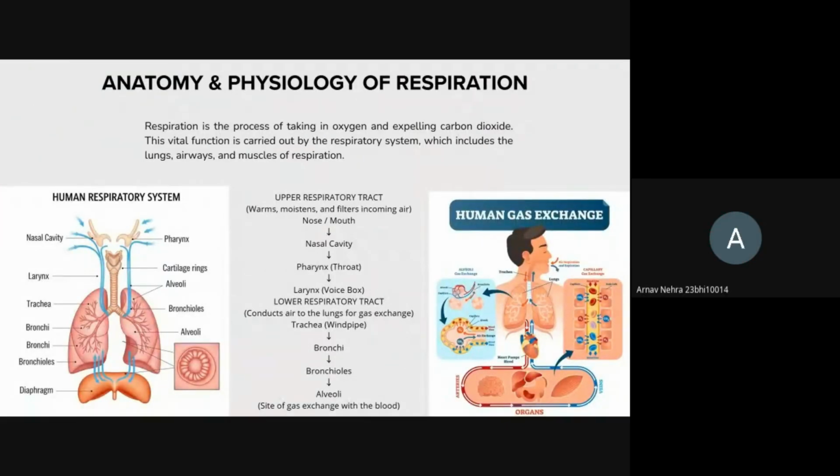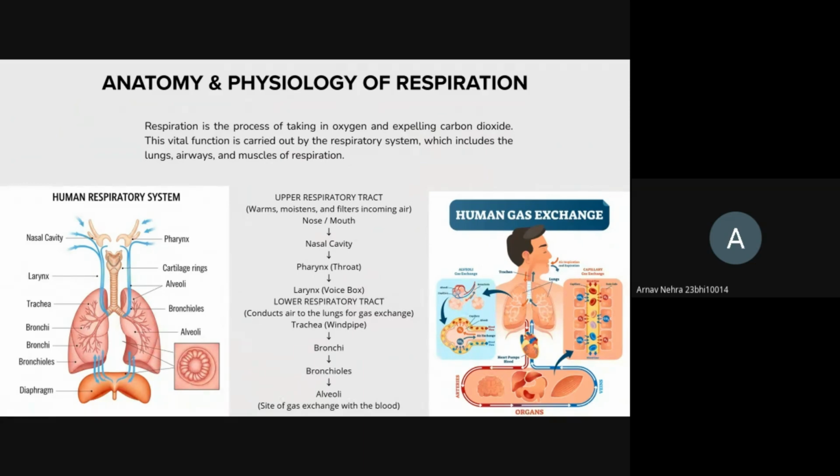Now, before understanding spirometry, we need to understand the anatomy and physiology of respiration. Respiration is the process of taking in oxygen and expelling carbon dioxide. This vital function is carried out by the respiratory system, which includes the lungs, airways, and muscles of respiration. You can understand the in-depth explanation through these diagrams.